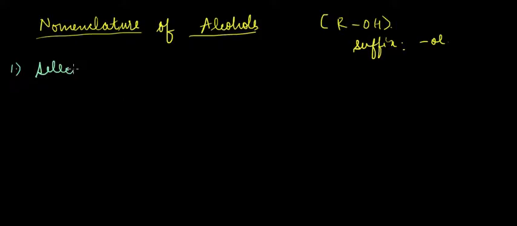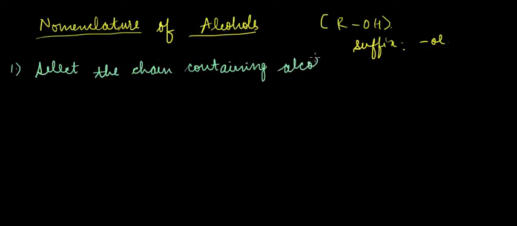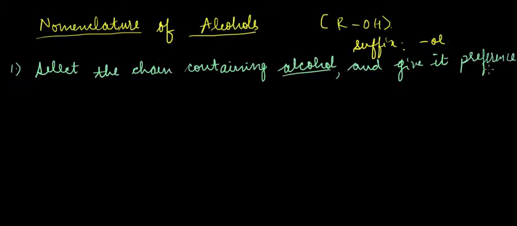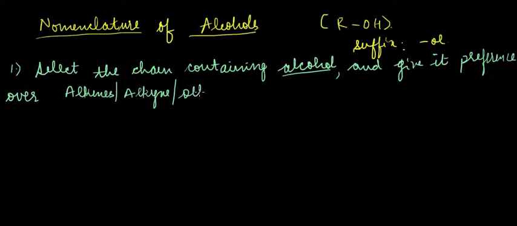So select the chain containing the alcohol group and give it preference over alkene, alkyne and other substituents or locants.